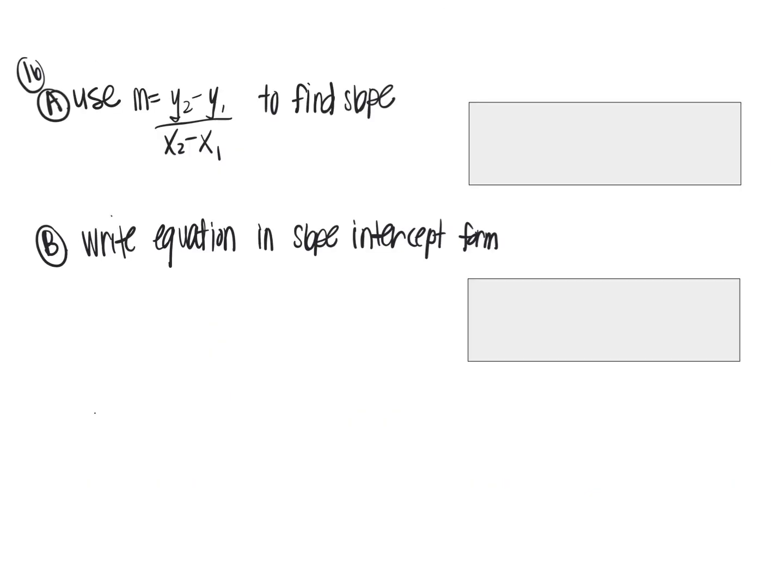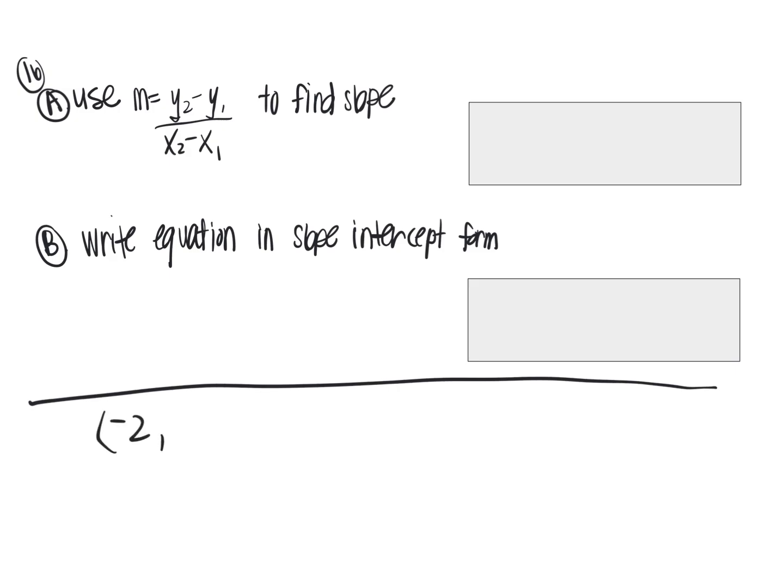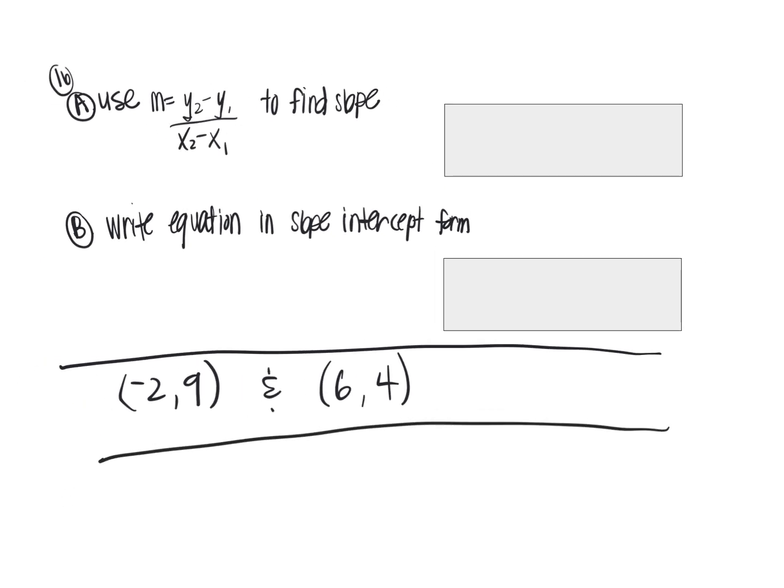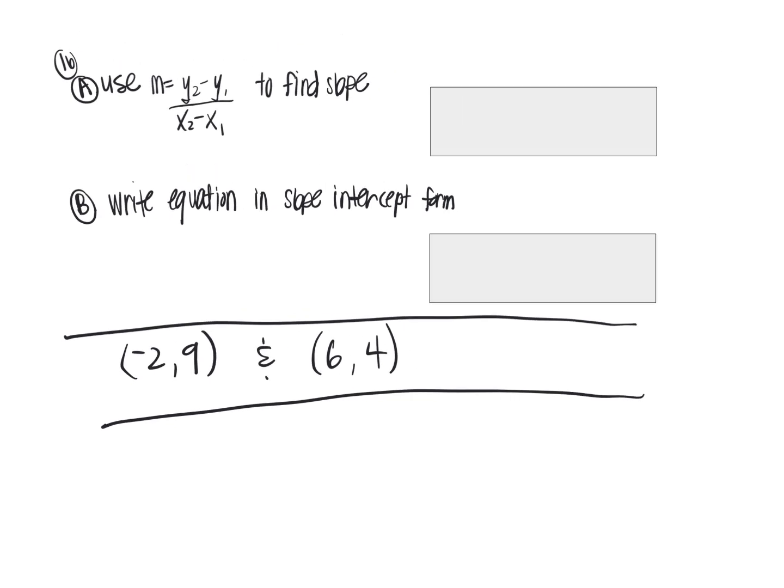And I made up a question because we have a question like this on the test. I haven't given you 2 points yet. So let's use the points (-2, 9) and (6, 4) as our points. And we're going to answer this two-part question. I've even given us 2 answer boxes to put them in. It'll maybe make sense why in a second. But for the first part, use the slope formula to find the slope.